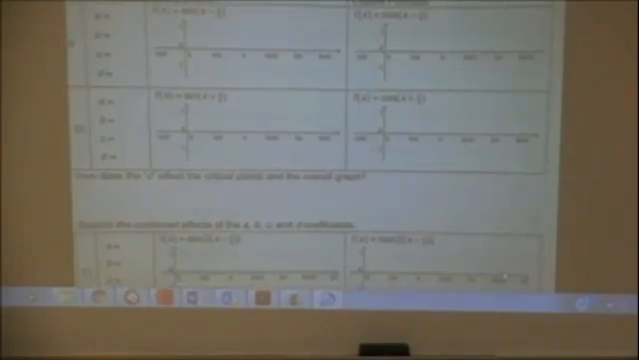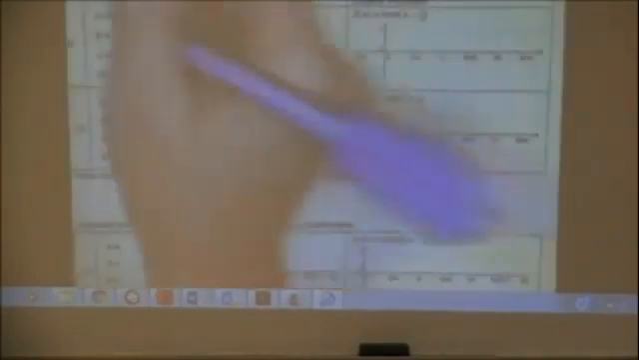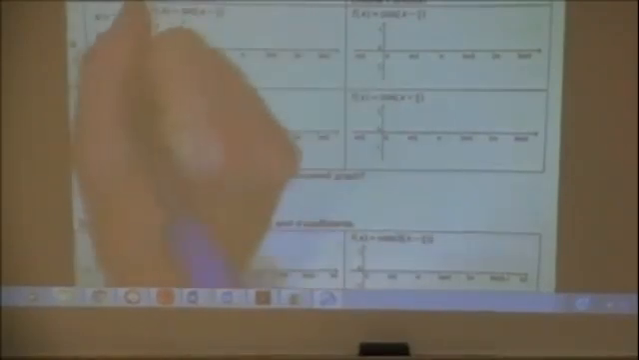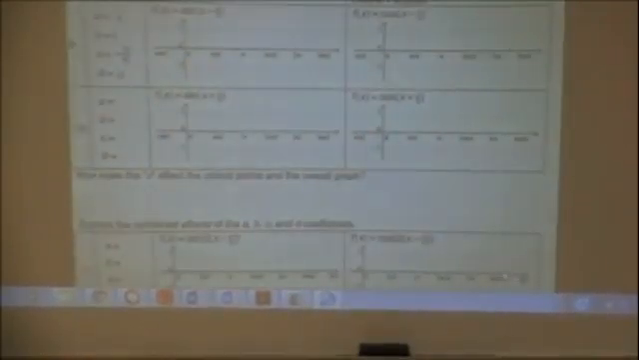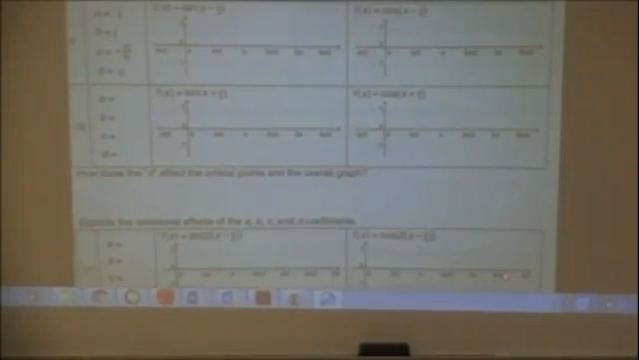All right, A value is 1, B value is 1, C value, negative pi over 4, D value is 0. Okay, so it looks like minus pi over 4, but we all know that's really plus pi over 4. Your whole graph, this is a phase shift. Your entire graph is just going to shift to the right pi over 4.